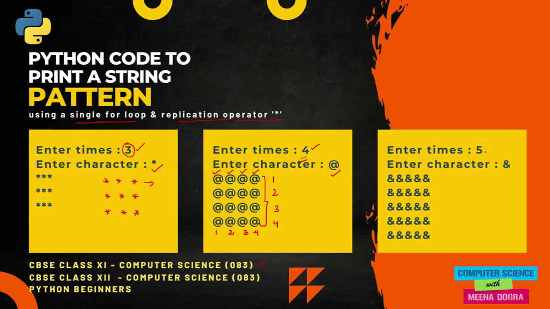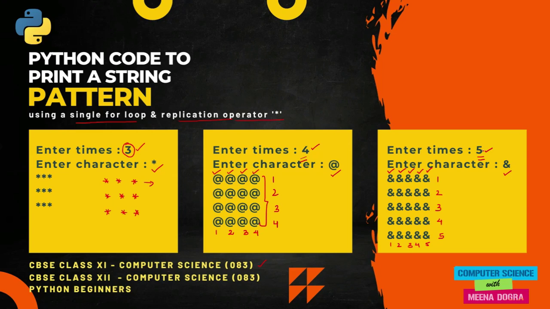Now let's check the third example. Enter times is 5, enter character is ampersand. So 5 times ampersand gives us a string which has 5 ampersands. And then this string also has to be repeated 5 times. So 1 2 3 4 5. The character replicates 5 times to give me one line of output, and then this line itself is to be printed 5 times. So I hope the requirement is clear.